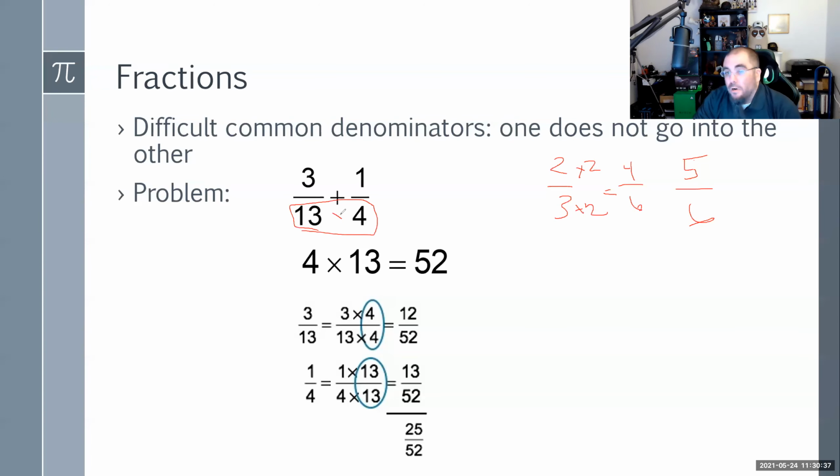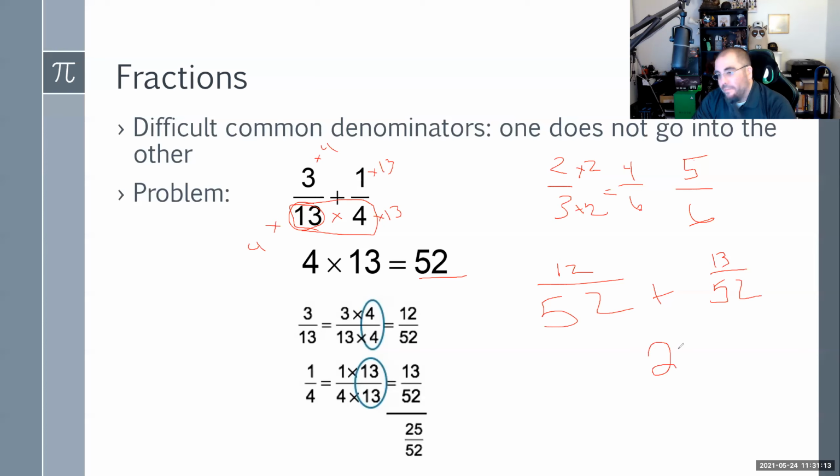So what you can just do is multiply these together and get a common denominator. So 4 times 13 is 52. So now your common denominator is going to be 52. And then you're just going to multiply the top times the same number that you multiply the bottom times. So in order to get 52 for 13, we multiplied it times 4. So we're going to multiply this times 4, right? And we'll get 12/52 up here. We multiplied this times 13, so we'll multiply this times 13, and we'll get 13 up here.